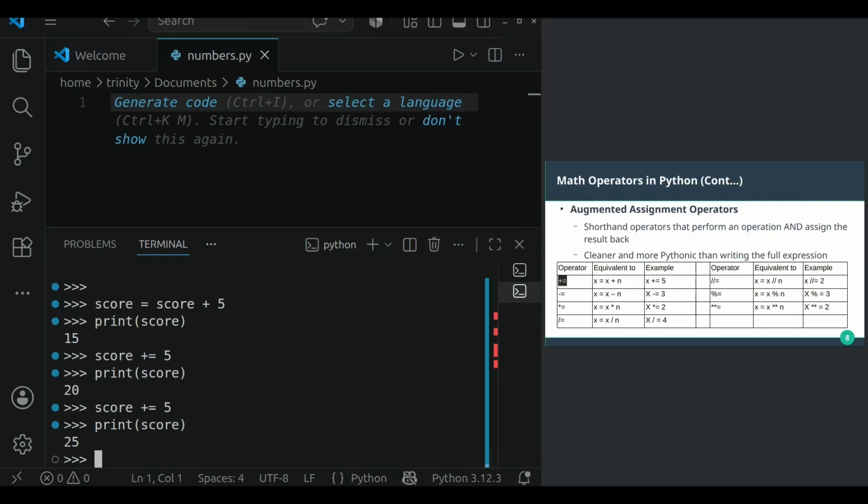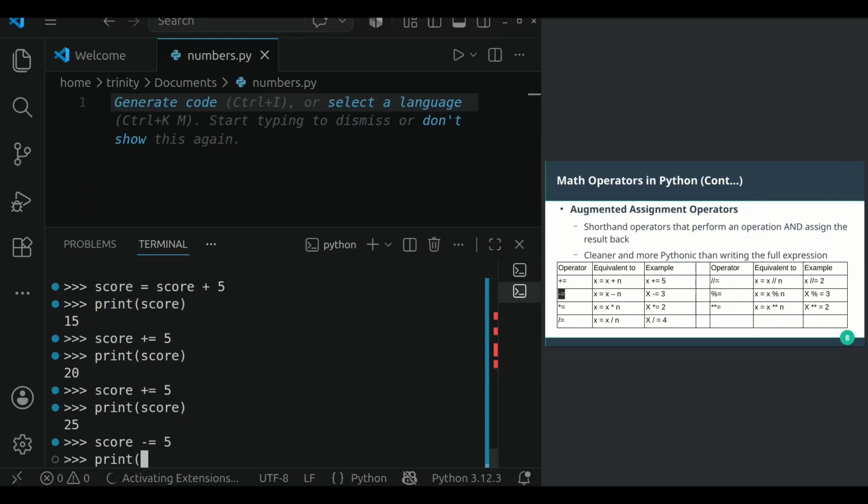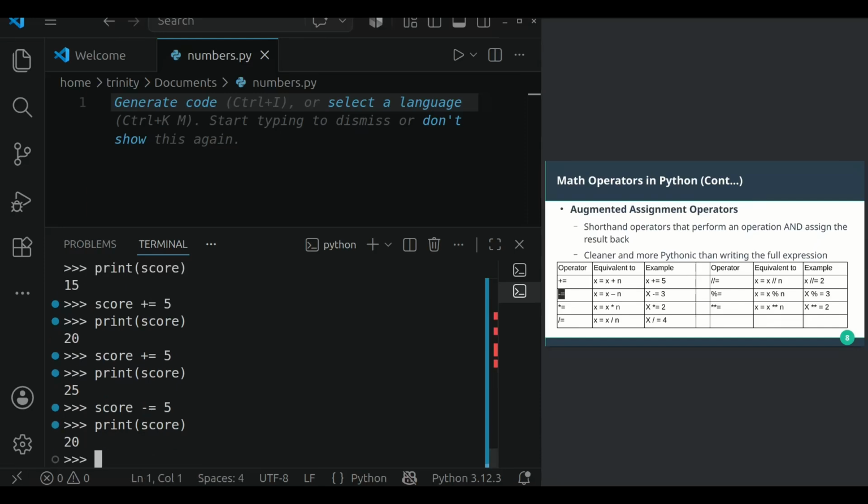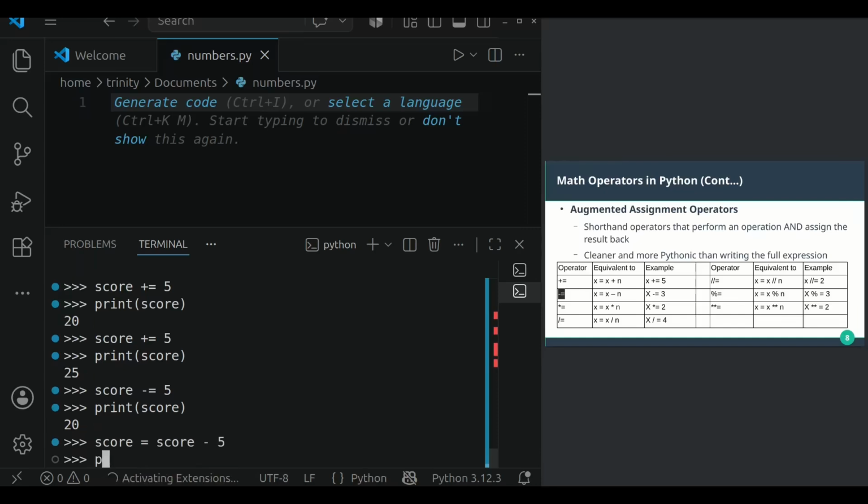Let's look at the second shorthand operator, which is subtraction. We can equally say score minus equal to 5. You can guess what the answer is going to be. That is going to give us 20. It's the same thing as saying score equal to score minus 5. This time around, we have 20 already, that's the last record of our score, so this time we're going to have 15.